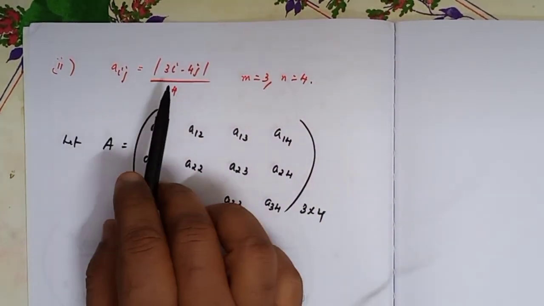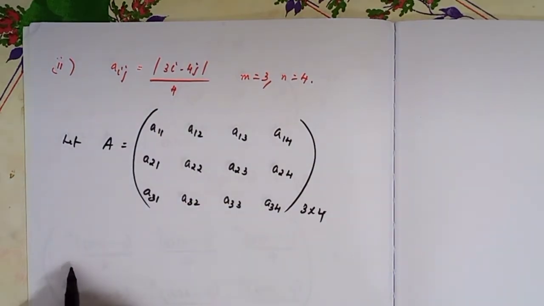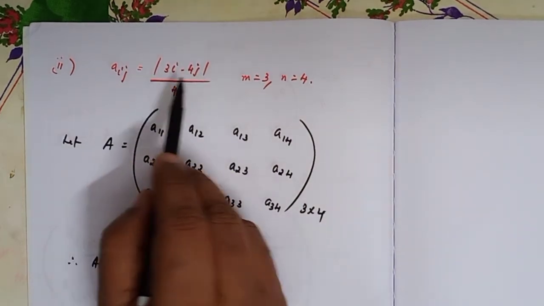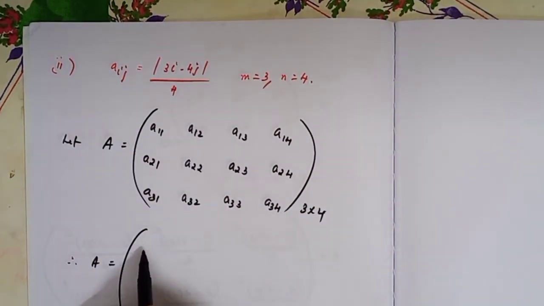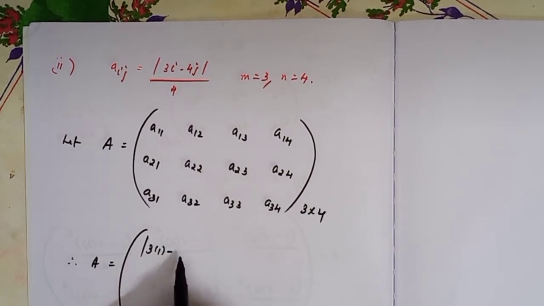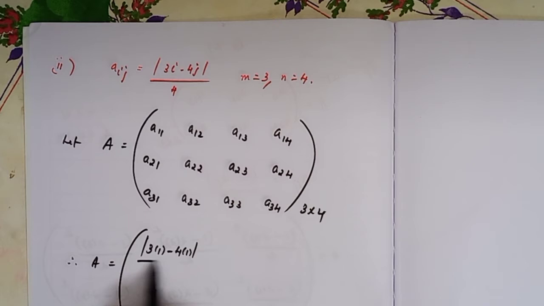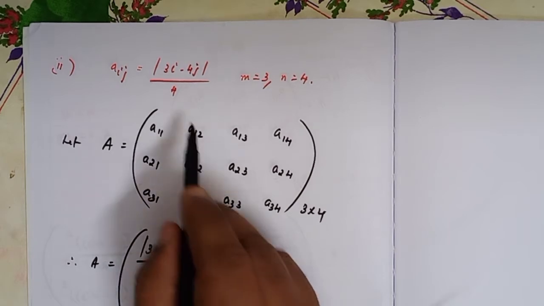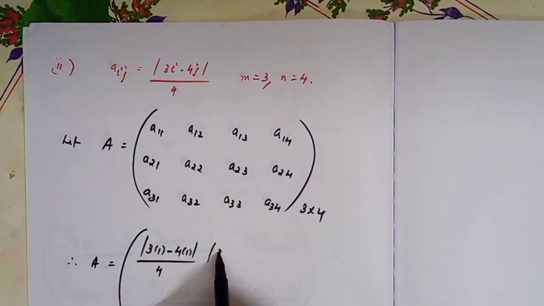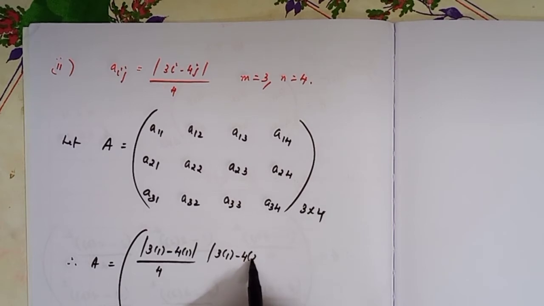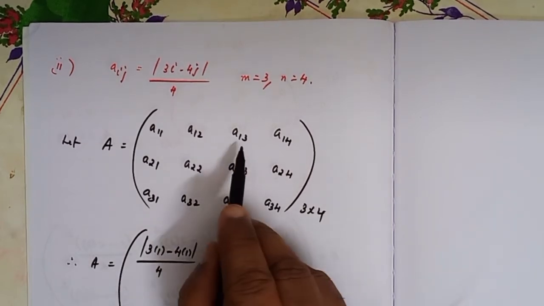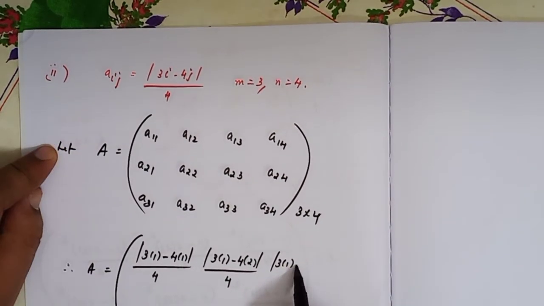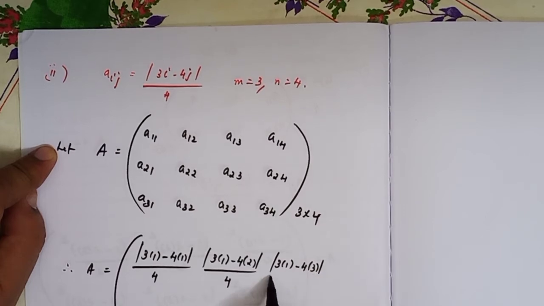Since Aij is equal to modulus of (3i minus 4j) divided by 4, A is equal to, i and j should be replaced by 1 and 1 first. So modulus of (3 into 1 minus 4 into 1) whole divided by 4. Next, i and j should be replaced by 1 and 2 respectively. So modulus of (3 into 1 minus 4 into 2) whole divided by 4. Next, i and j values 1 and 3. So modulus of (3 into 1 minus 4 into 3) divided by 4.